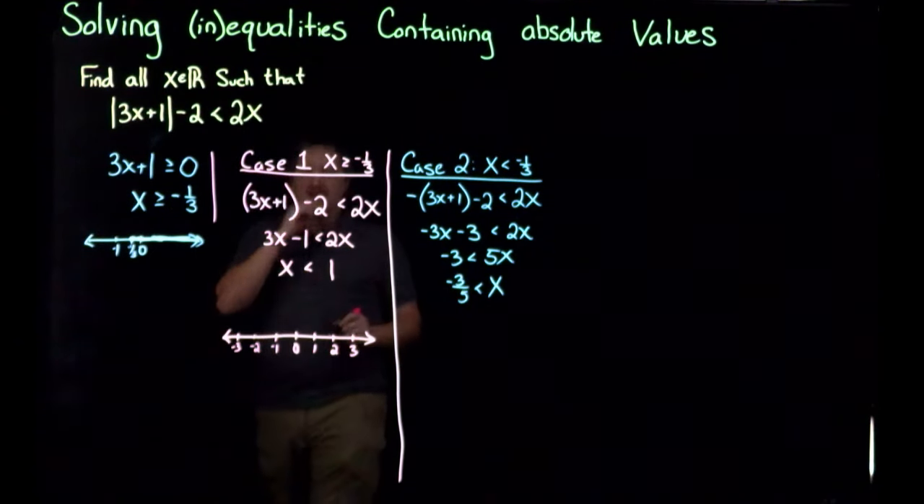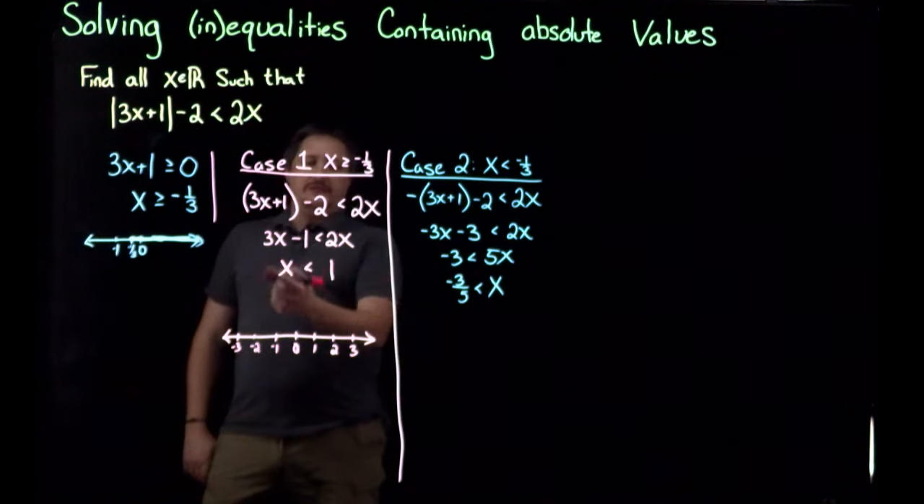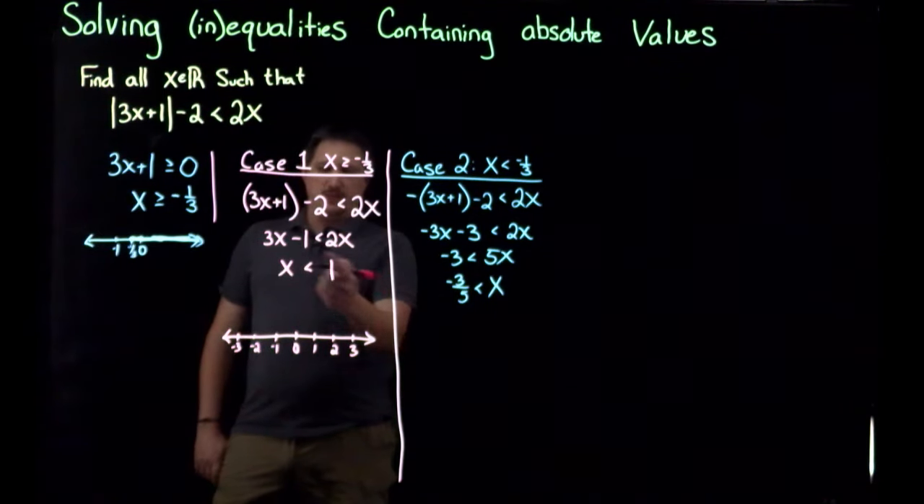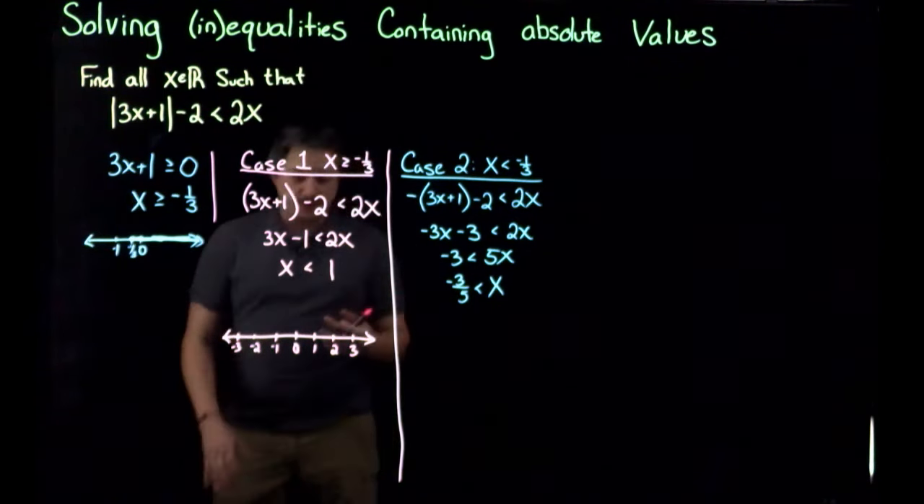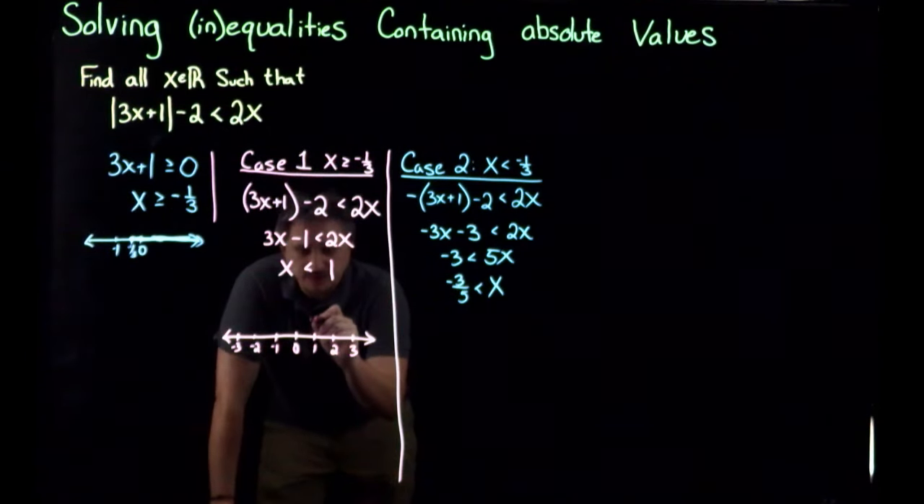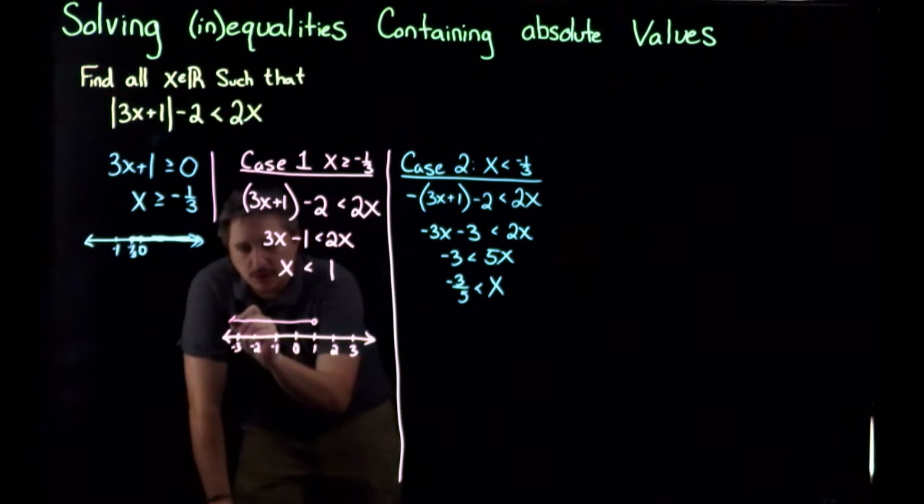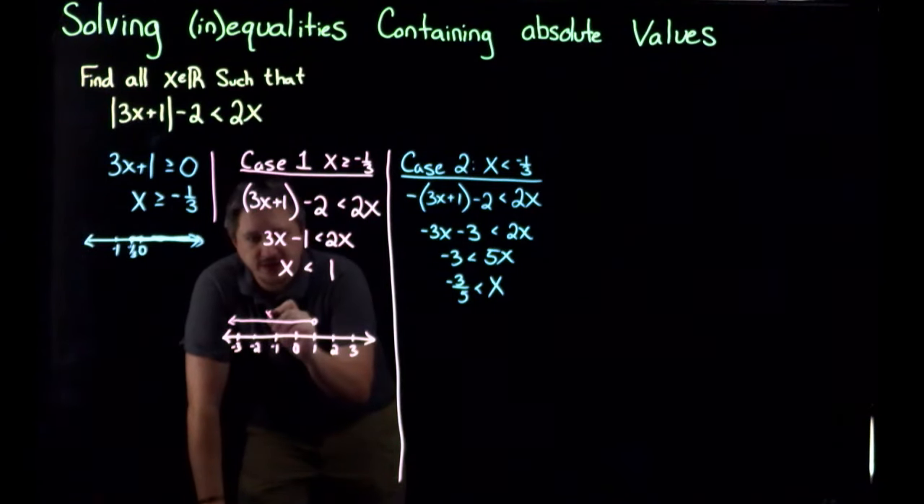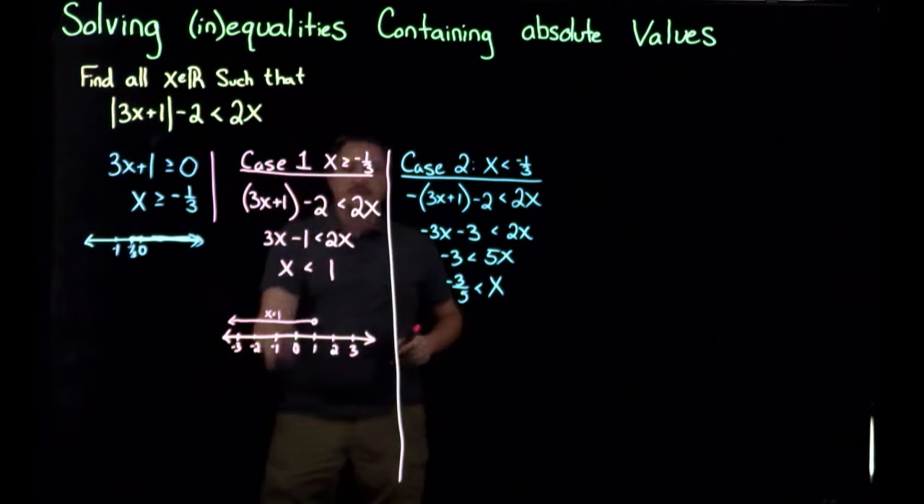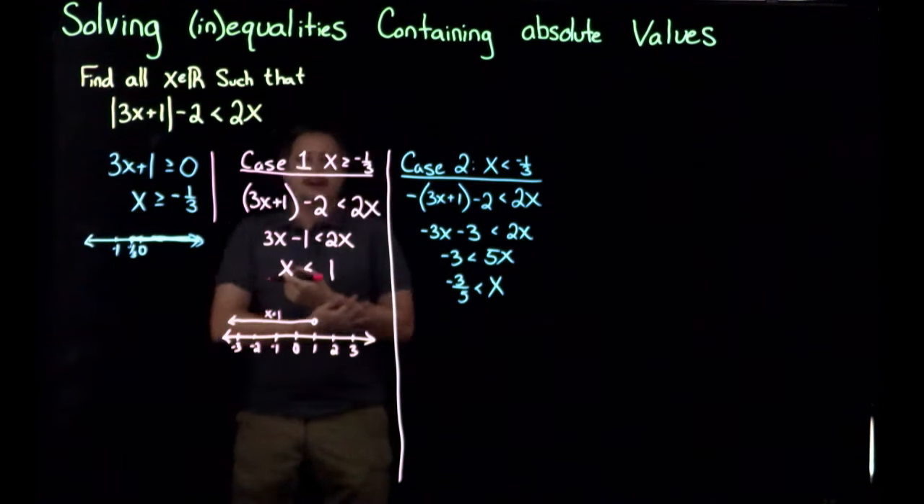Okay. So my solution appears to be x is strictly less than 1. So strictly less, right, I want the open bubble. So I'm going to graph this just above. And just so it's clear, this is really x less than 1. You don't have to write it on there, I'm just saying that's what that line is for.